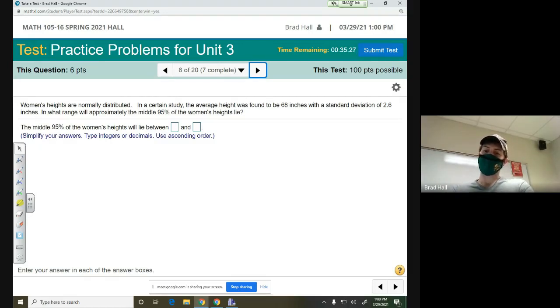So this problem states there's some normal distribution. It says that the average height for women is found to be 68 inches with a standard deviation of 2.6. They want us to know the range of the middle 95%. So range implies that there's some interval that we're trying to find the boundary values for. And all they give us is the average height of 68, the standard deviation of 2.6, and then the middle 95%.